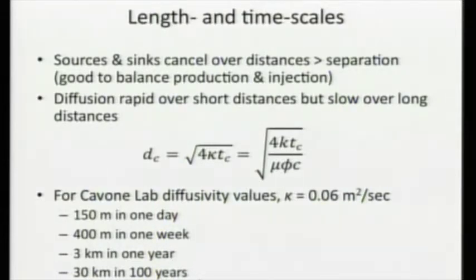go 30 kilometers. Okay, the hypocenter of the May 20th event is about 30 kilometers away from the Cavone field, so the information that Cavone activity has been going on has not yet reached the hypocenter of the 2012 event. Okay, so that's some general considerations of fluid flow.